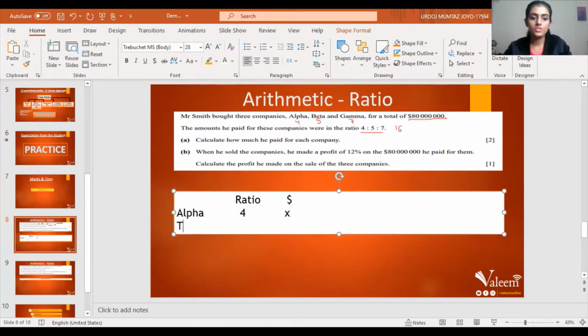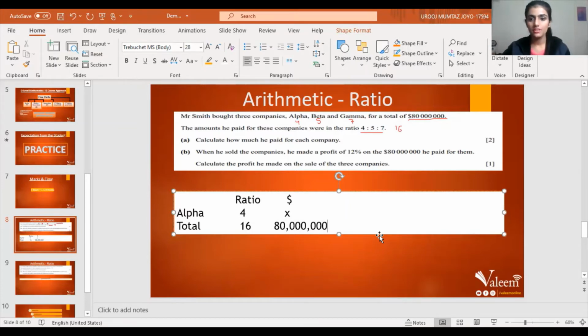Next, the total. You always take a reference with the one that has missing information. Alpha has one missing piece of information, that is the dollar amount is not available. For that, we need a reference that has both values, meaning both ratio and dollar. So we have the total ratio 16, and the dollar we have is 80 million. That'll be quite a huge amount.